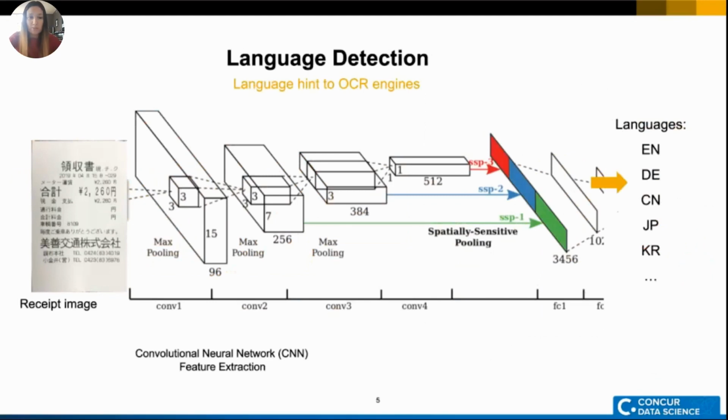We have another algorithm that's working directly off of images, and that is our language detection algorithm. This one is used to provide a language hint to optical character recognition engines. We again start from a receipt image. We put it into a convolutional neural network, where at 3 different depths of this network, we take outputs and concatenate them into a feature vector. From there, we build a classifier that is able to classify this receipt into one of these language categories.